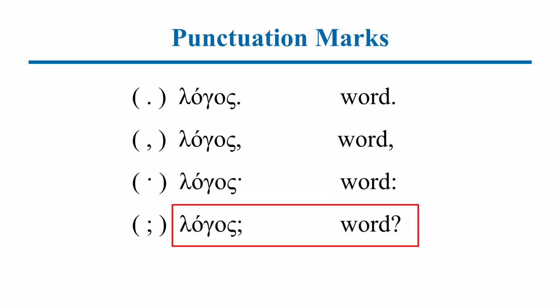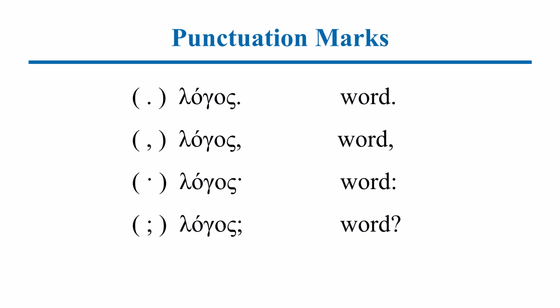And the last one is the one that is very different. When you see a semicolon in Greek, for example, logos semicolon, that means a question mark in English. I want to repeat that. A semicolon in Greek means a question mark in English. So when you see logos semicolon, this means word question mark. Greek has no question mark. It uses the semicolon as a question mark. So these are the punctuation marks that you find in Greek. It's very important to notice the last two because they are very unique.